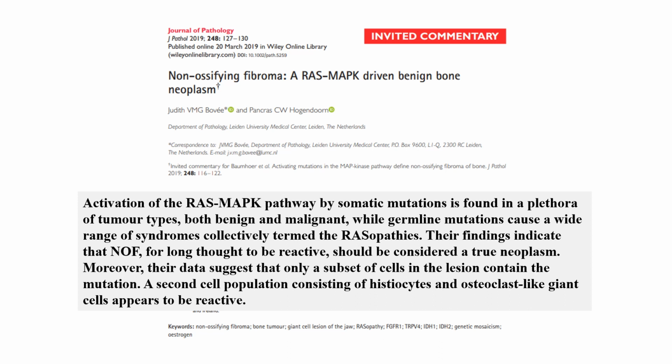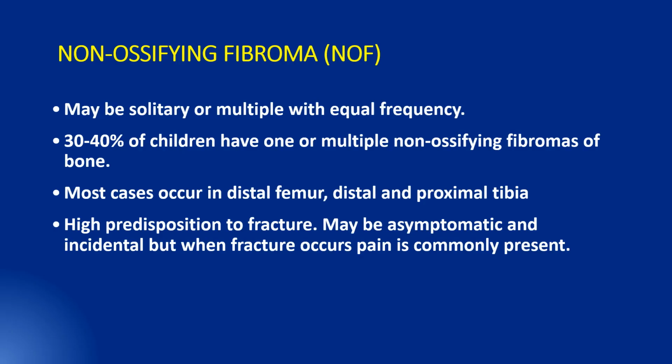This is an interesting article written by Dr. Judith Beauvais at Aliquads in the Journal of Pathology. Article indicates their findings that non-ossifying fibroma is a RAS-MAPK mutation-driven neoplasm. However, their data suggest that only a subset of cells in the lesion contain the mutation. A second cell population consisting of histiocytes and osteoclast-like giant cells appears to be reactive. So based on molecular findings, NOF has neoplastic potential.